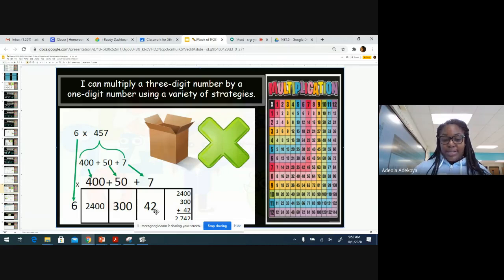Now, that's not the end. After getting the products of each of the factors, we want to add them all together to give us the product of our initial problem. So adding all those numbers together will give us 2,742. We also have a multiplication table here as a guide, so I'm going to toggle back and forth with this multiplication table as well.